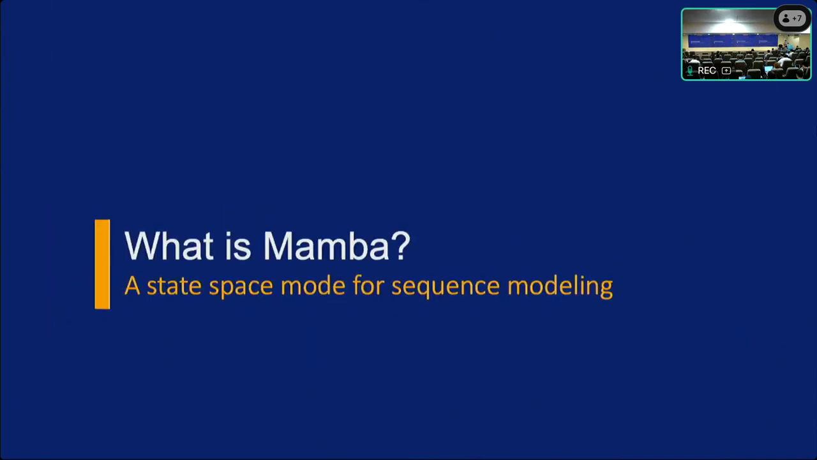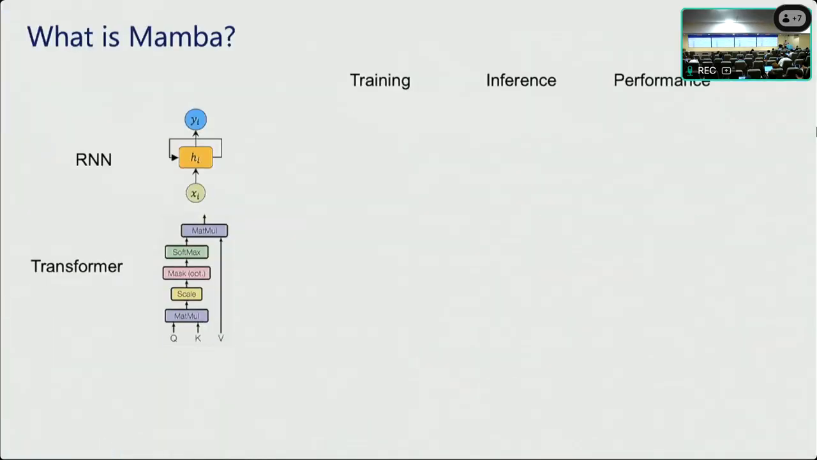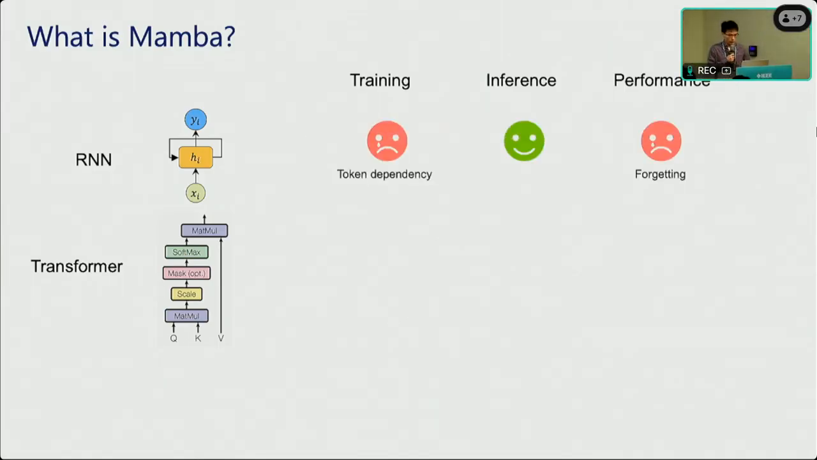When we talk about sequence modeling, there are two popular machine learning models. One is called RNN, recurrent neural networks. The other is transformer. For RNN, the training is slow because RNN processes tokens sequentially, and there are dependencies between those tokens. But the inference time for RNN is fast. But RNN also suffers from this significant forgetting issue.